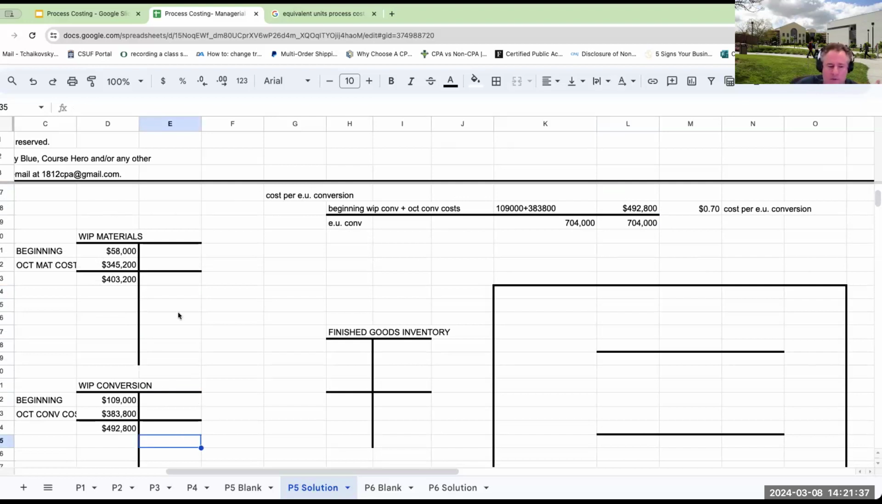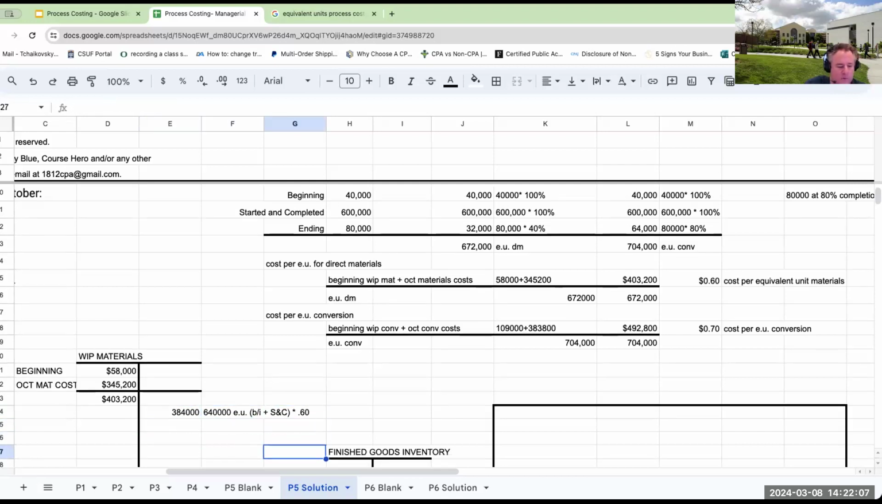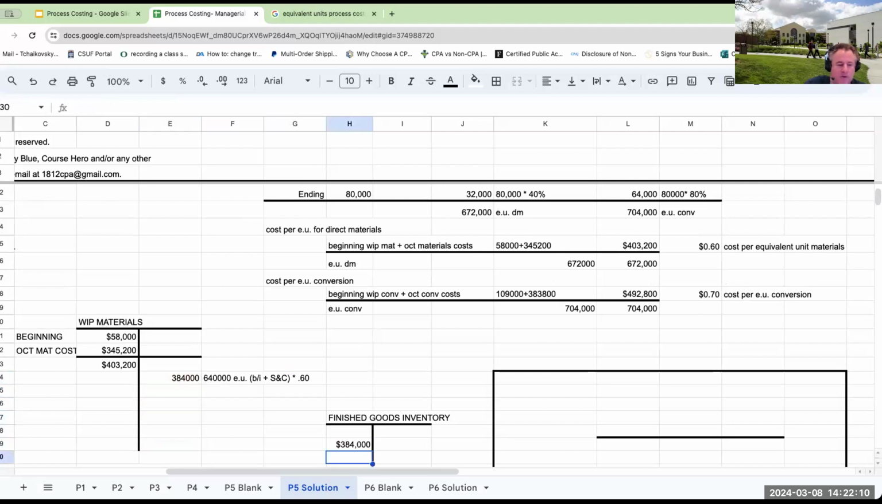So what do I do? Well, if I went through over here and said 640,000 equivalent units, which is my beginning inventory plus the started and completed, times my cost per equivalent unit for materials, which we determined to be 60 cents. So this is going to be 640 times 0.6, or 384,000, right? This is basically what came over, and this is going to finished goods inventory.